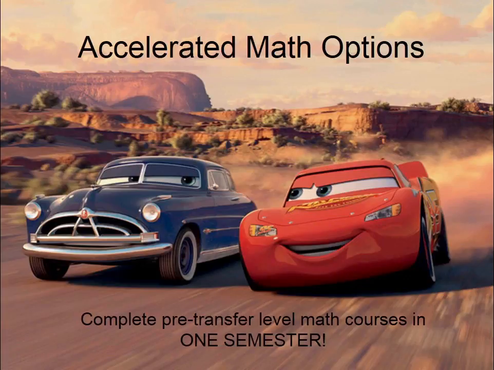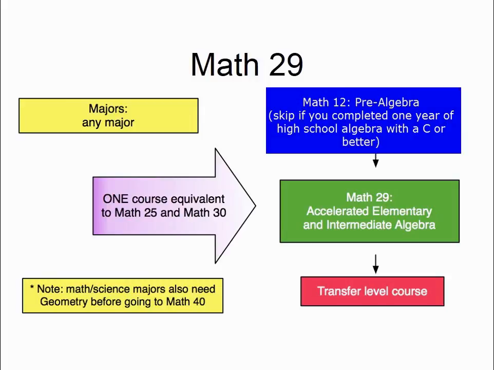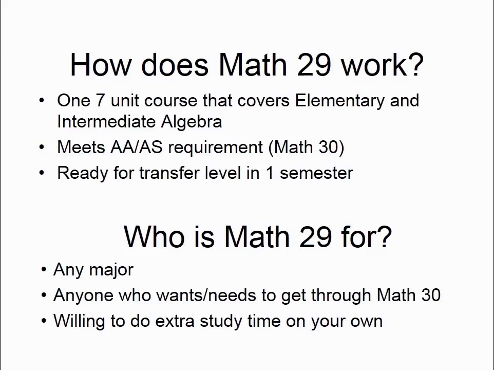We have 2 accelerated options. Math 29 is for any major. However, you must complete pre-algebra before enrolling in this course. Algebra 1 and 2 are covered in this course in 1 semester. Passing Math 29 with a C grade or better will allow you to enroll in Math 34 or in Math 40 for the following semester. Please note that math and science majors also need geometry before going to Math 40.